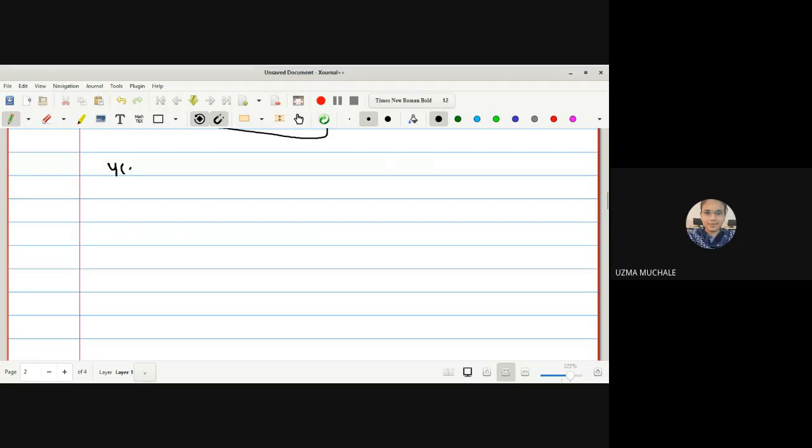What is given to us? Y of 1 is equal to 24. Y of 3 is equal to 120. Y of 5 is 336. Y of 7 is 720. You have to find out the value of Y of 8.